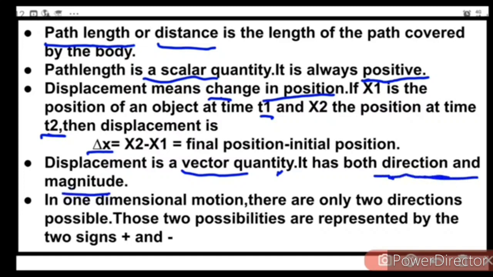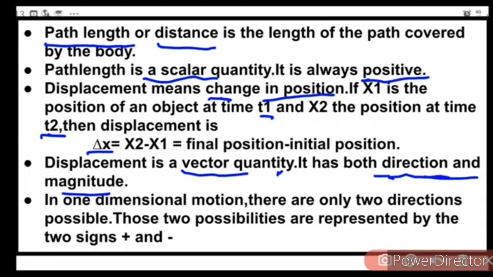So when we speak about direction, how do we incorporate direction in one-dimensional motion? As I said earlier, in one-dimensional motion, there are only two possibilities. If the object is moving in the horizontal direction, it can move either towards the right or towards the left. If the object is moving in the vertical direction, it can either go up or down.